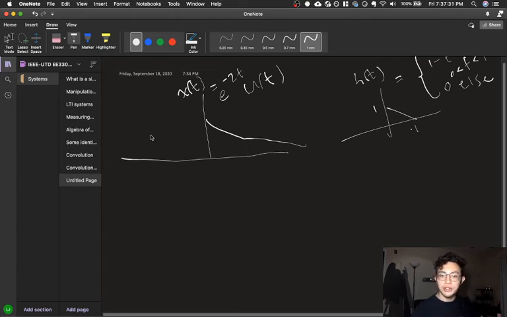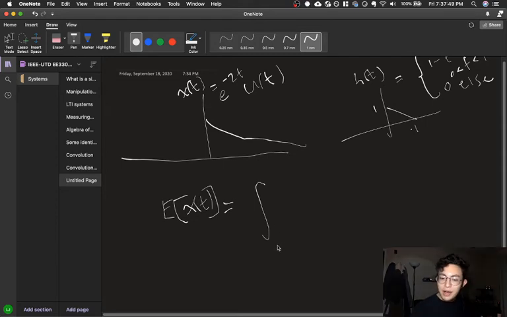So let's try and take this energy real quick of this truncated exponential. I've been denoting it E of x. This isn't a universal notation, but this is the one I decided on for some reason. So this would be the integral of x of t from negative infinity to infinity, the magnitude squared of it, dt.